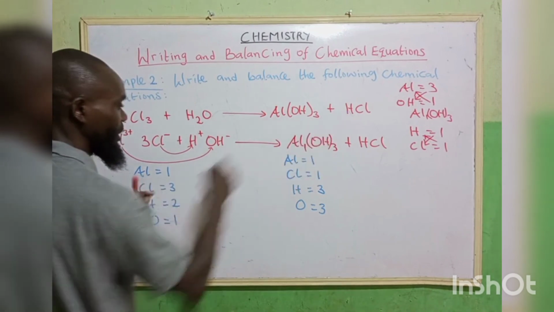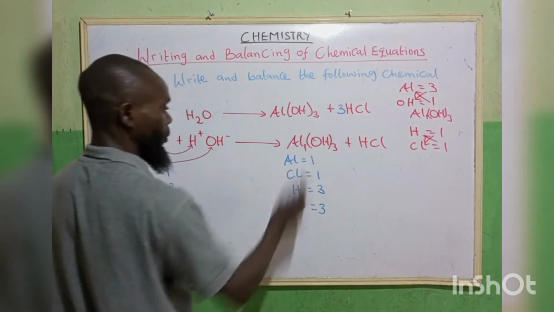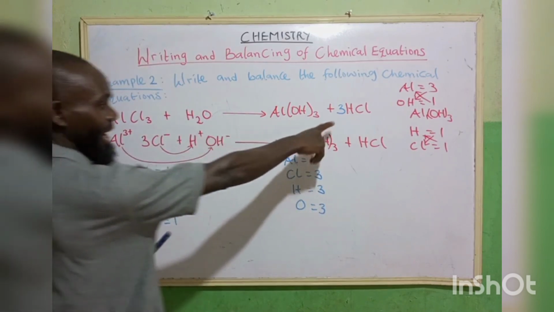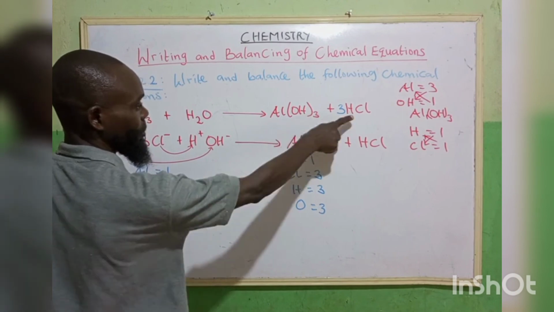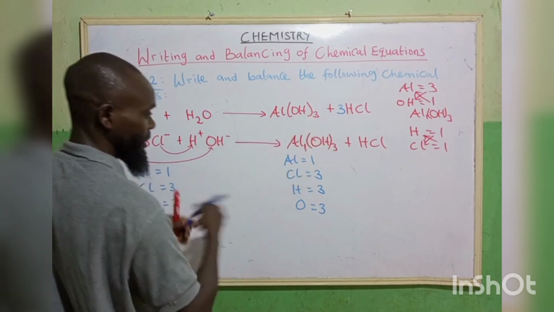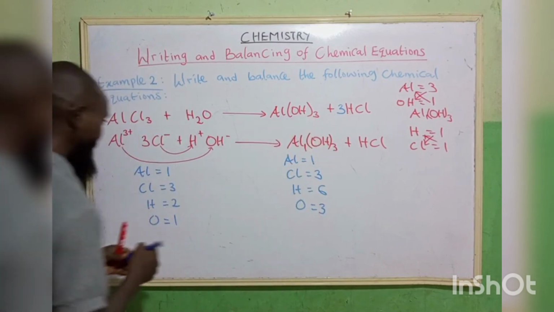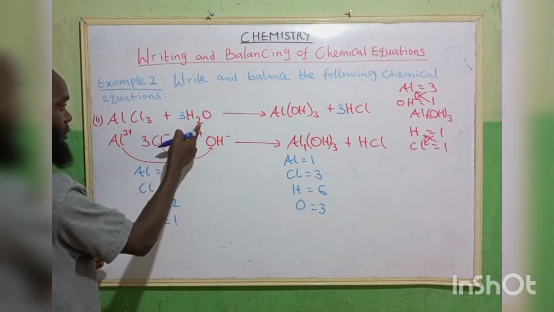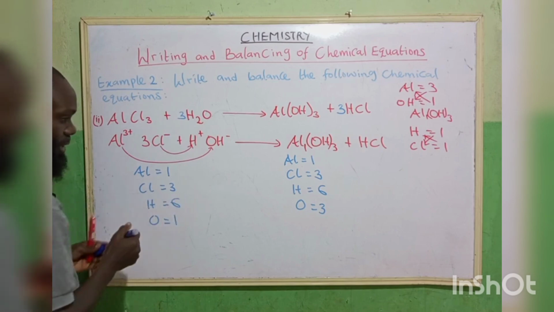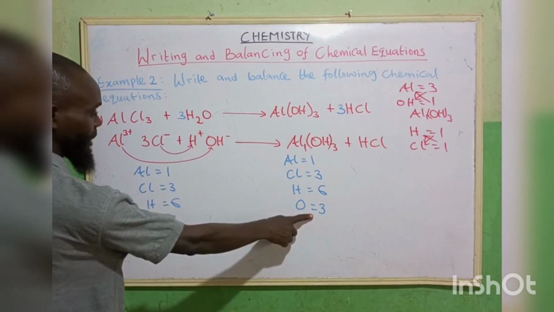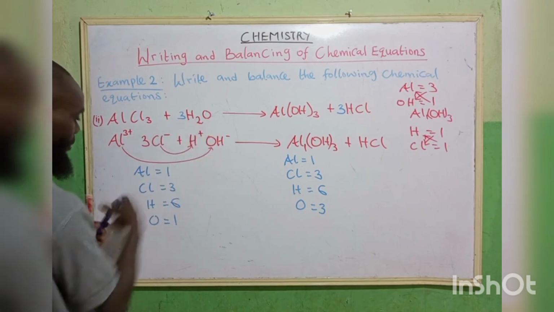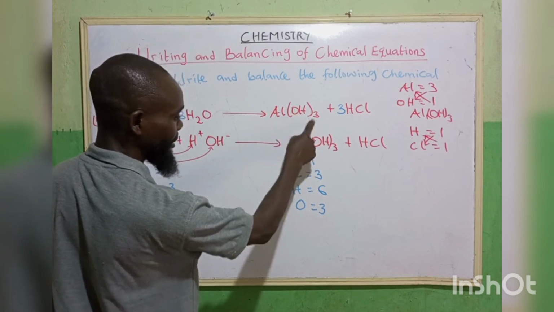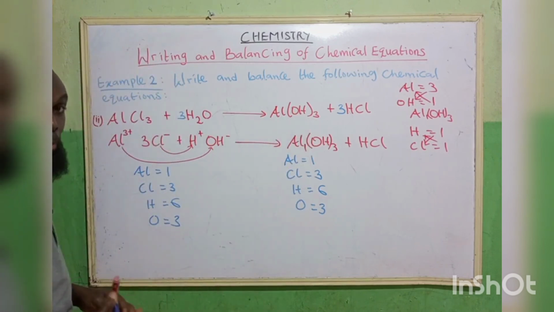So to make this one 3, let us put 3 here. When the chlorine changes to 3, hydrogen has changed there already. Hydrogen here is 3. Hydrogen here is 3. So 3 plus 3, making 6. So the hydrogen here is 6. But the hydrogen here still remains 2. Let me put 3 here. 3 times 2, we have 6. Now oxygen here is 1, oxygen here is 3. How many oxygen do we have now? Here is 3. And here also oxygen still remains 3. So this equation is also balanced.